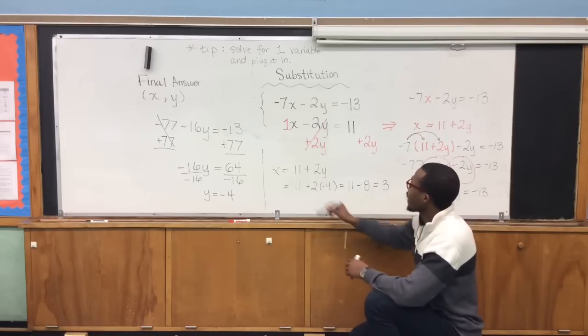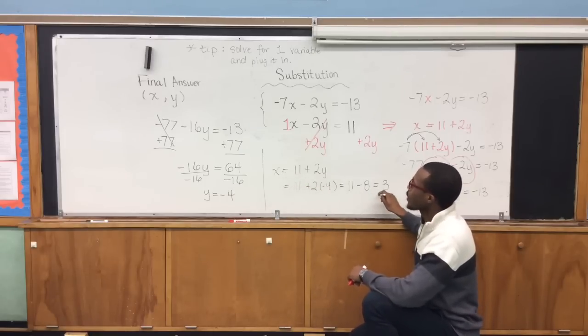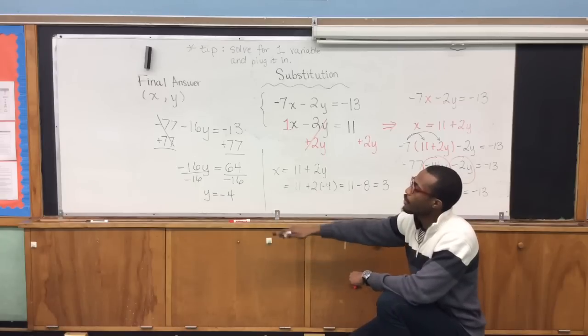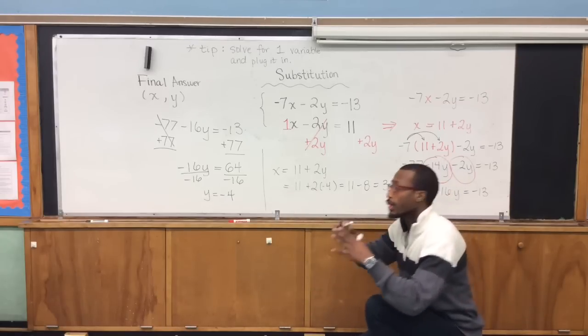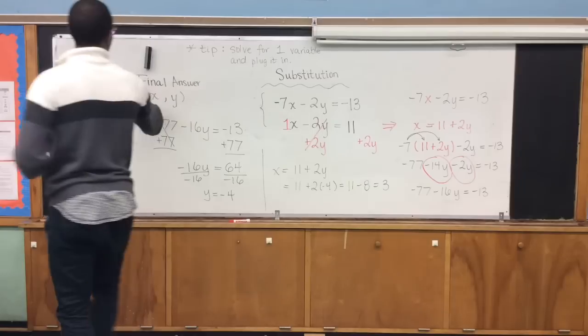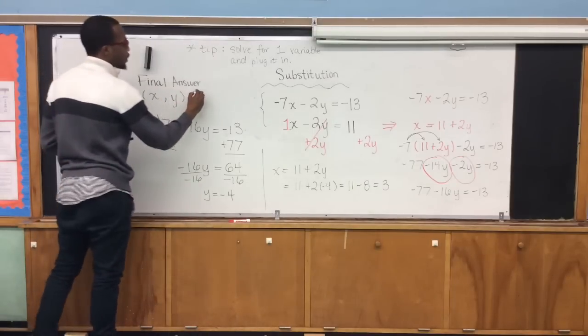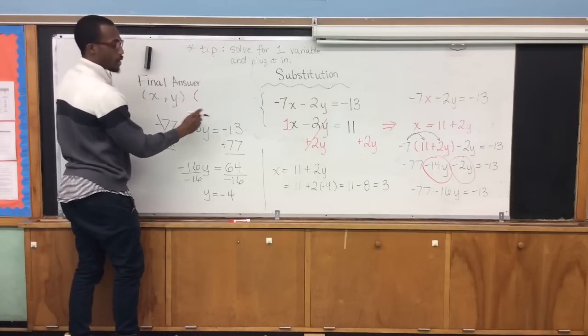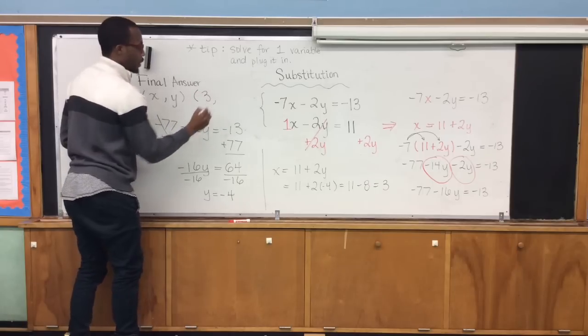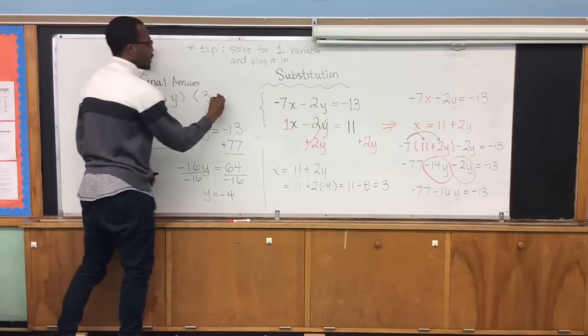All right, so we have x equal to 3, we have y equal to -4. Last thing to do is put it all together and put your x first, then your y. So our final answer will be x equals 3 and y equals -4.